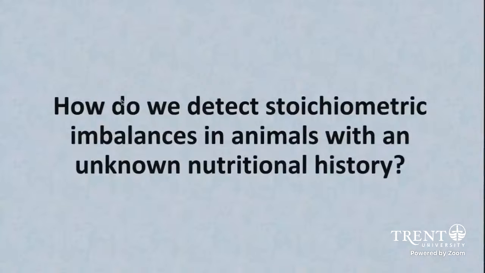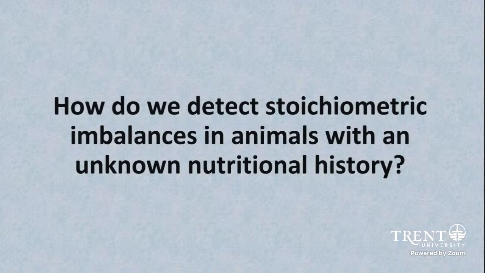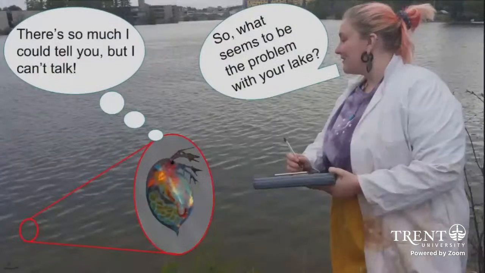So my big question here is, how do we detect stoichiometric imbalances in animals with an unknown nutritional history? How can we go out and do all these awesome stoichiometric experiments we've been doing in the lab in the field and start applying some of this knowledge we've collected to wild systems? So this is kind of how I view my research. I stand by the lake and I chat with the Daphnia, and unfortunately they don't seem to be able to tell me very much because they can't talk.